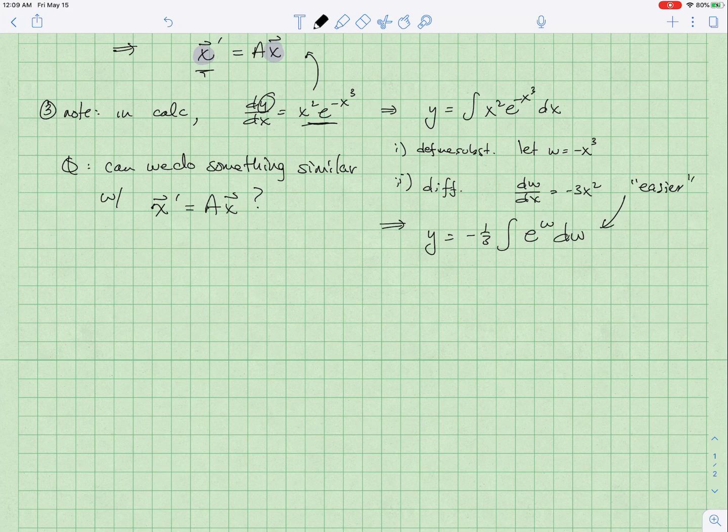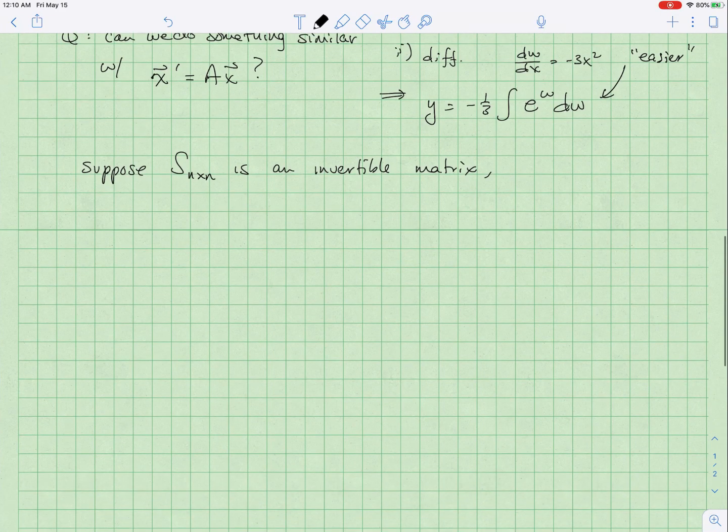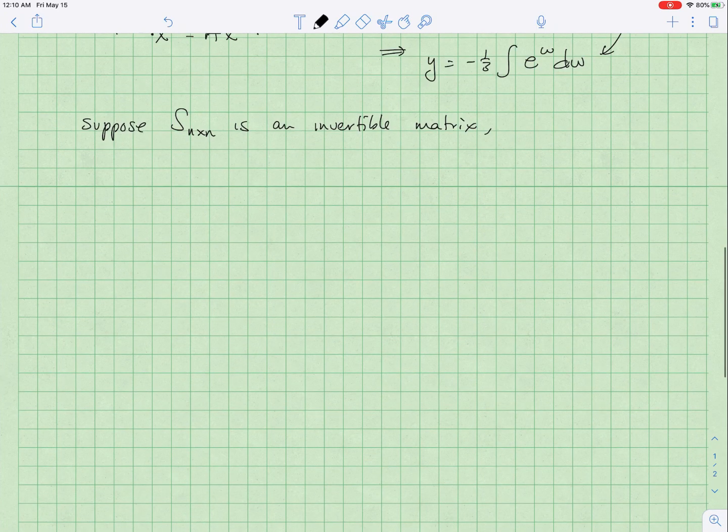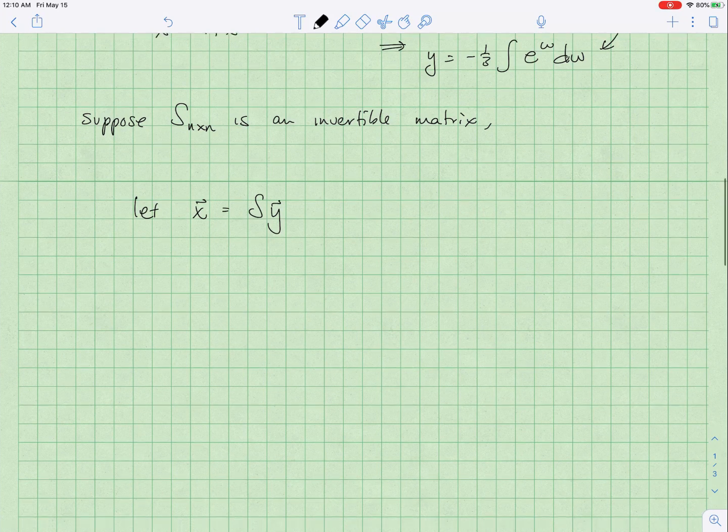So let's see what we're going to do. We're going to declare our substitution. So suppose S, n by n, is an invertible matrix. And we do something, I don't know what S is, just like up here, I don't know what my w substitution is, and I let the x vector equal S times y, where y is acting like my w, so to speak. So this is going to be my substitution.